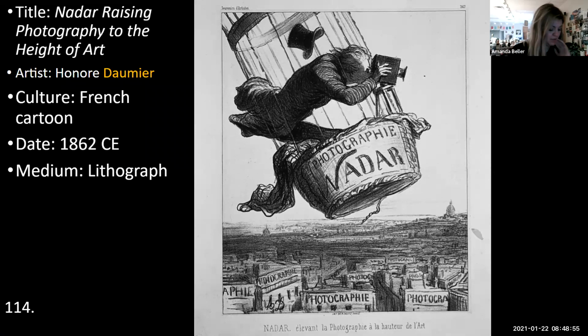All right, so let's look at our next piece. This is Daumier. And Daumier here is creating a work that is the technique of lithograph. Lith is stone. Lith is stone. So this is a different technique process.